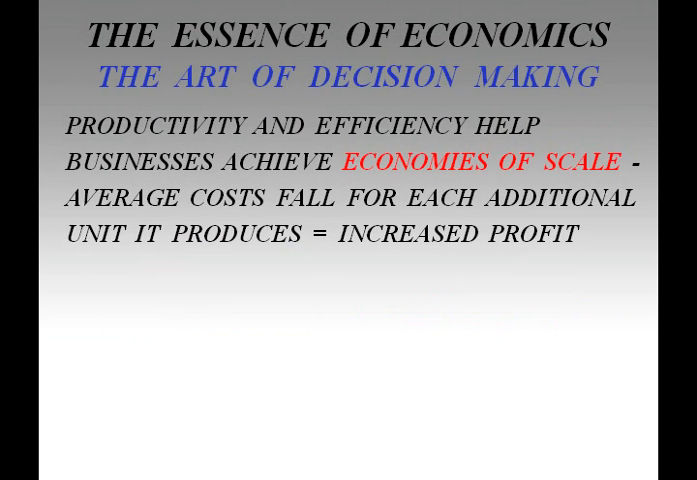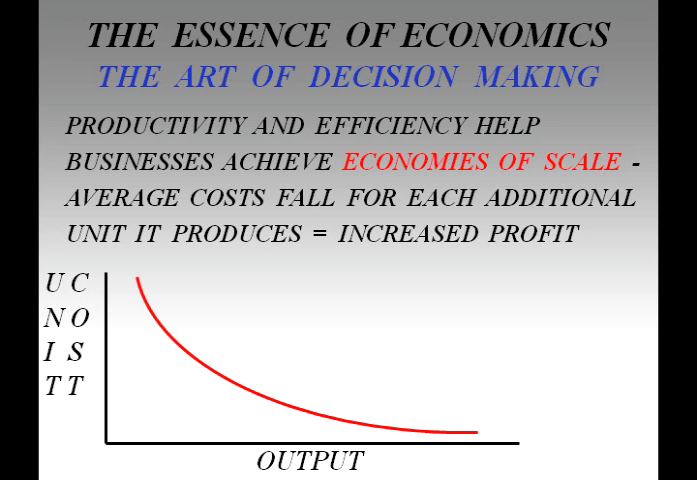First of all, businesses know that they are making progress in improving productivity and efficiency when they reach economies of scale. Economies of scale is when average costs fall for each additional unit the business produces and results in increased profit. If we were to draw a picture of this, it would look something simply like this. As output increases, the unit cost of producing each item falls.